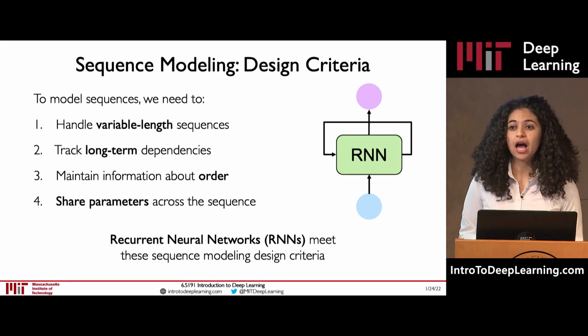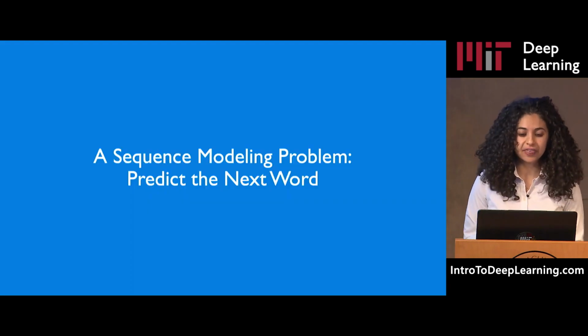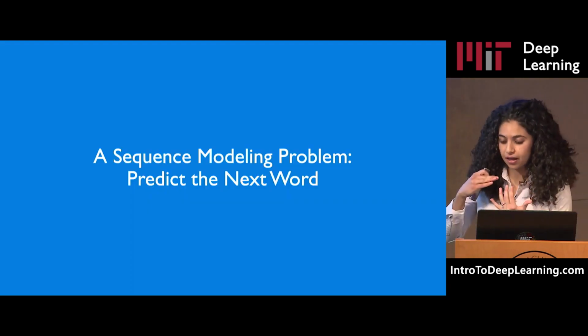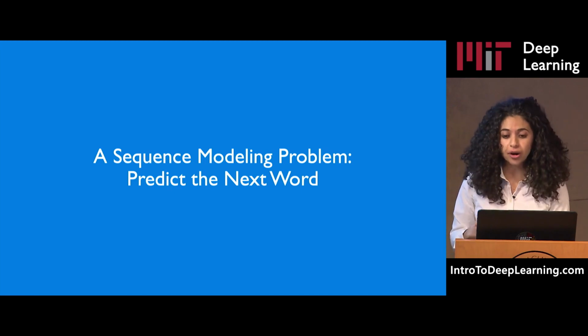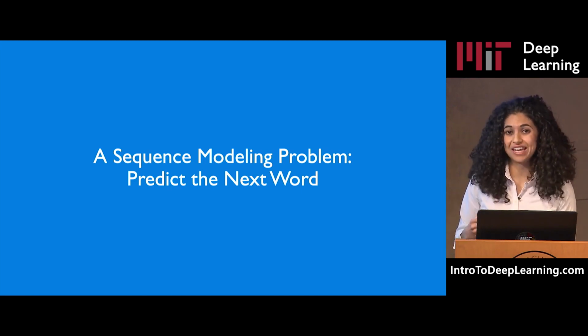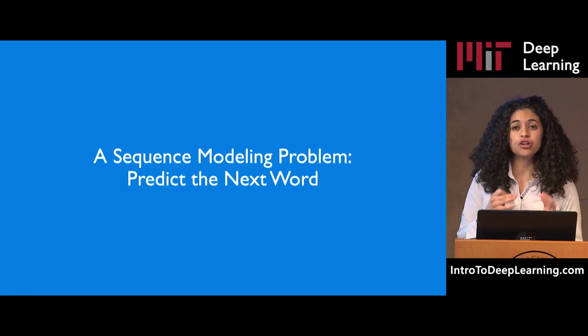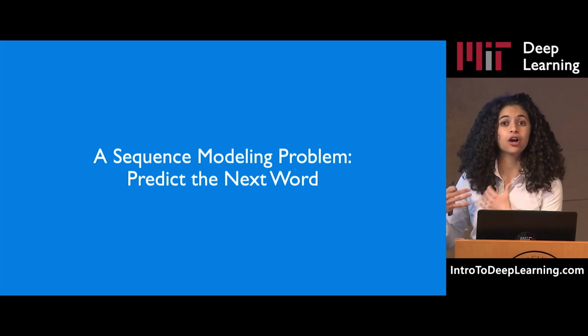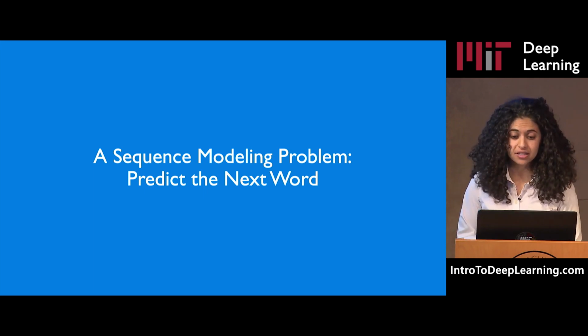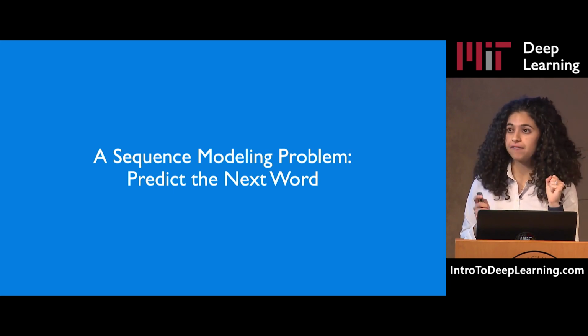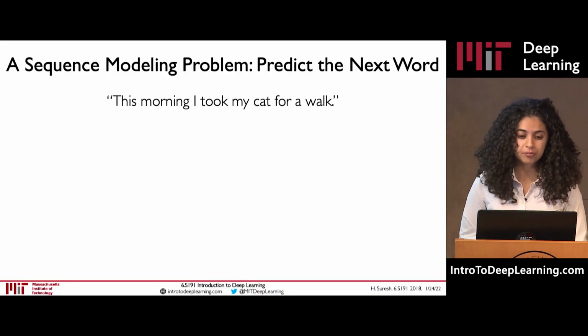Before we get into that, I'd like to spend a bit of time thinking about these design criteria that I enumerated and why they're so important in the context of sequence modeling, and use that to move forward into some concrete applications of RNNs and sequence models in general. So let's consider a very simple sequence modeling problem.